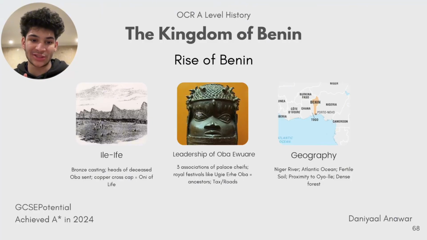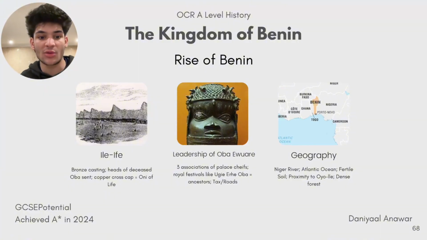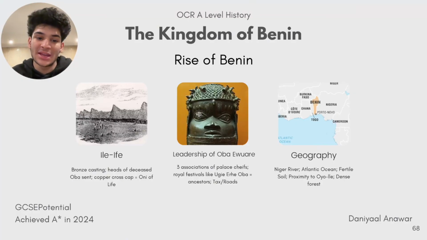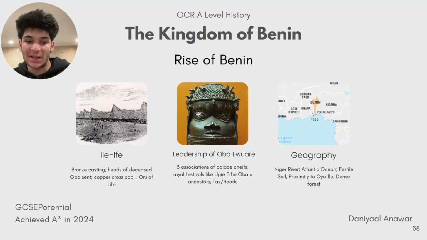The heads of the deceased Oba, so Oba were the people in charge of Benin, the main leaders, like the Alafin or the Askia, that sort of equivalent. The heads of the deceased Oba, when they had passed away, were sent to Ile-Ife because of the spiritual connection with the region. The third thing was, in response to that being sent, a copper cross cap was sent from Ile-Ife to Benin, which was meant to symbolize the Oni of Ife, to basically say, look, he's gone now, but he's going to live on. So, yeah, Ile-Ife was quite important for the rise of Benin because it provided a spiritual foundation.